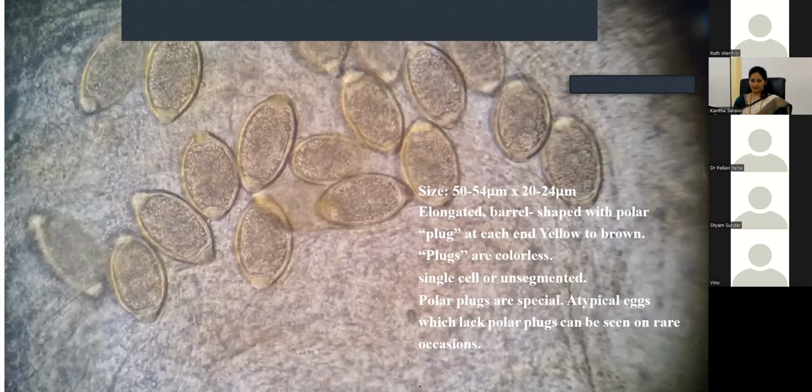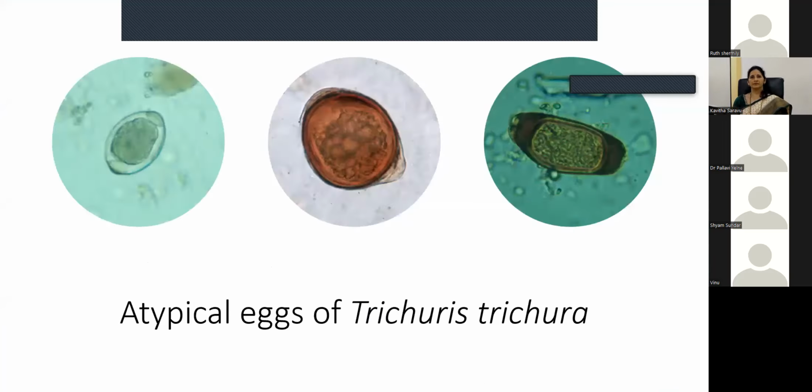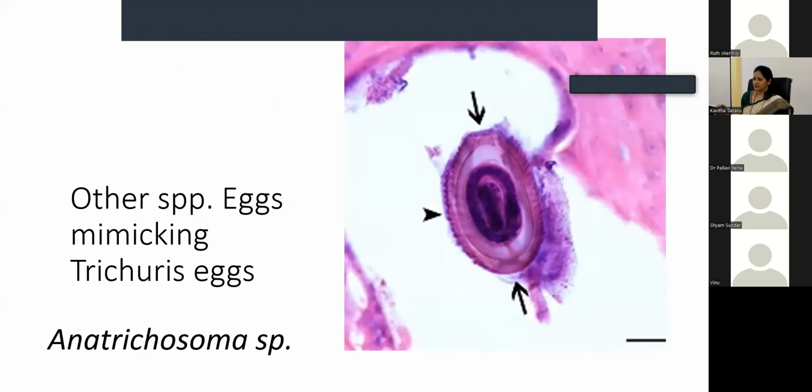Why am I focusing on the polar plugs? I'll tell you here. This is Trichuris trichiura by UV microscopy. I'm not interested in this; I'm interested in this picture. There are certain atypical eggs of Trichuris trichiura. They are Trichuris trichiura, but sometimes in microscopy they may appear atypical after treatment. Even if the patient has taken treatment and the infection was severe, the eggs may become abnormal.